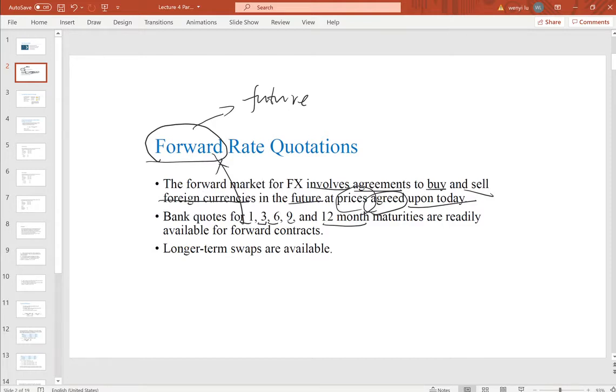So you can see here, right? The price is agreed on at the spot time, but the contract will be delivered in the future. And bank quotes usually take 1 month, 3 months, and then every 3 months, you can see the frequency here. That's the maturity for the forward contracts. And longer-term swaps are also available for quotation.